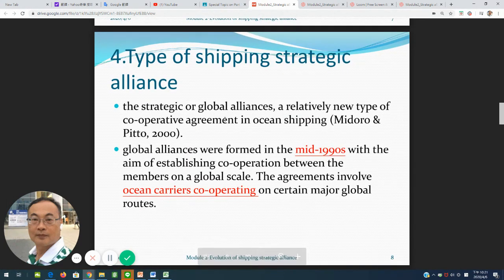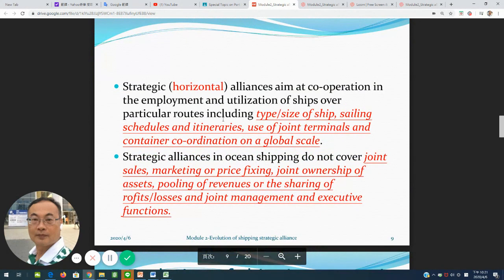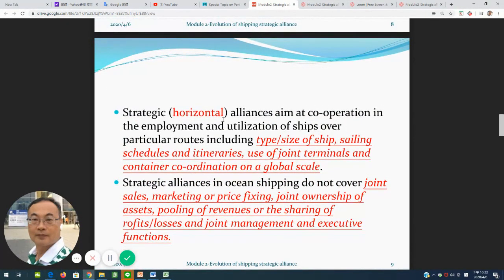Number four, let's meet the types of shipping strategy alliances. You can see alliances from 1990, and their aim was just to establish cooperation with members on a global scale. The agreement includes ocean carrier cooperation on shipping routes. And then they have different kinds of collaboration.